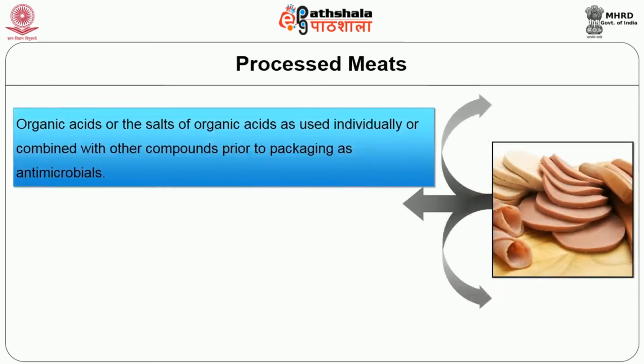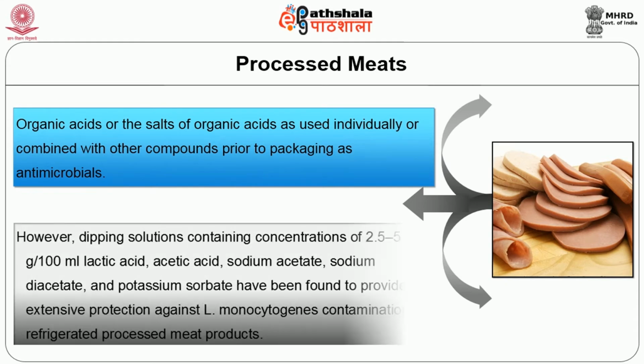Processed meats. Organic acids or salts of organic acids are used individually or combined with other compounds prior to packaging as antimicrobials. Dipping solutions containing concentrations of 2.5 gram to 5 gram per 100 ml of lactic acid, acetic acid, sodium acetate, sodium diacetate and potassium sorbate have been found to provide extensive protection against Listeria monocytogenes contamination in refrigerated processed meat products.